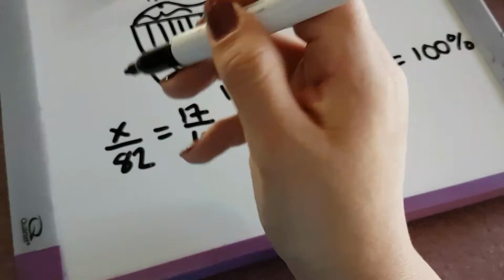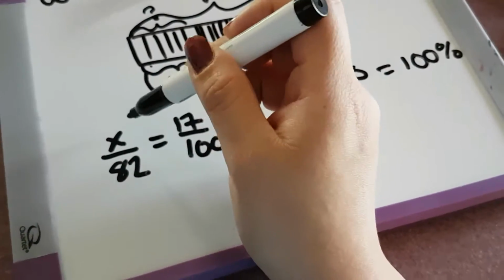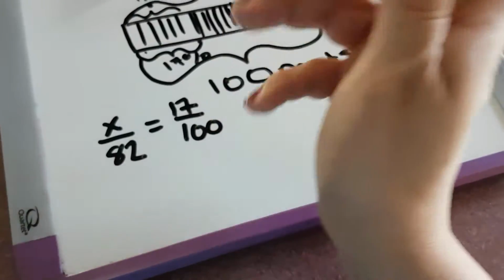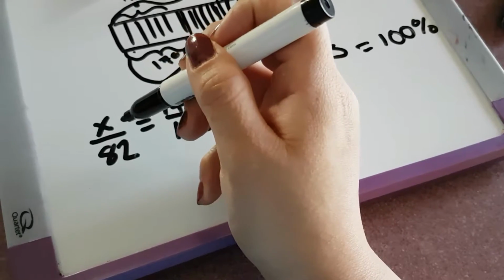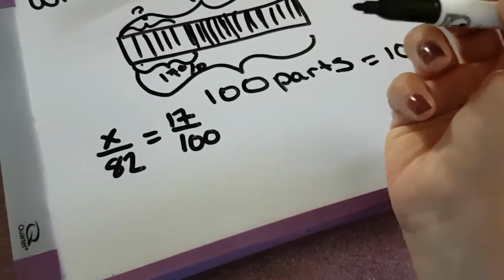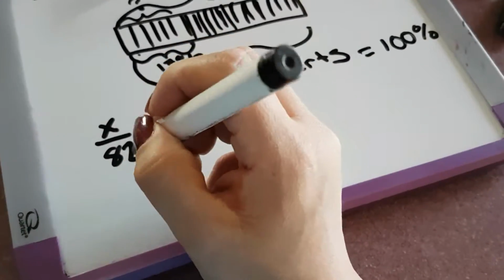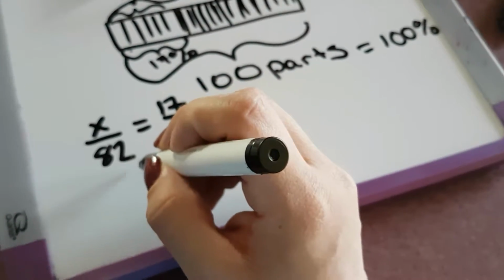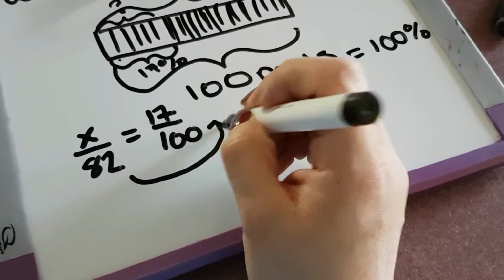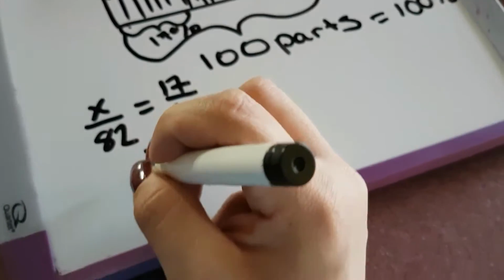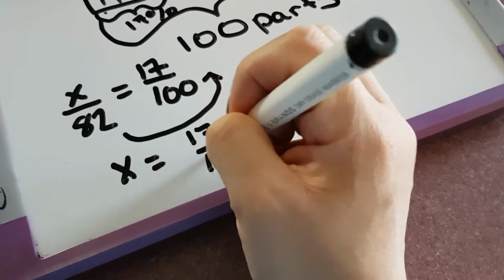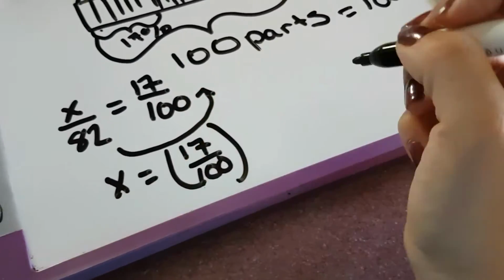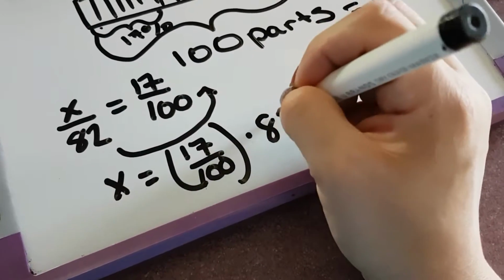And now that we're trying to find the unknown, our goal is to have this by itself. So the opposite of dividing will be multiplying. So we'll be multiplying 82 to this problem. So then now we have x equals 17 out of 100 times 82.